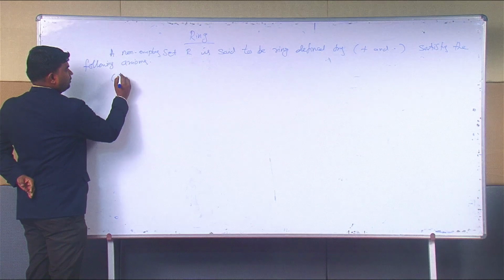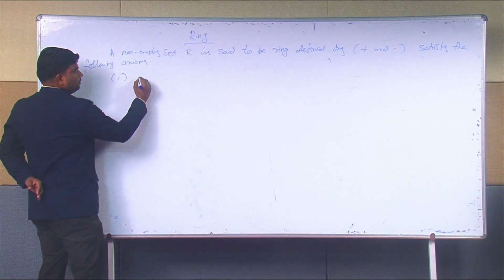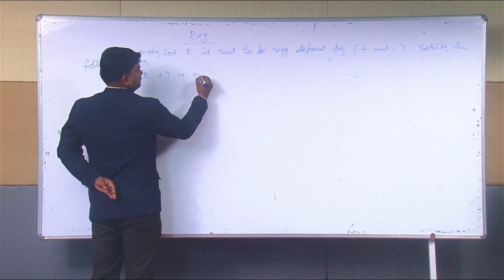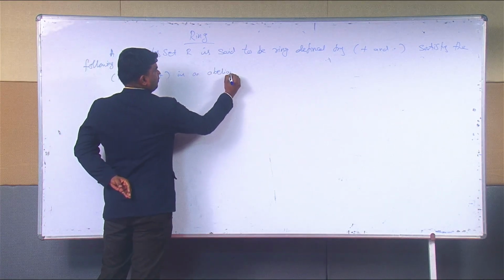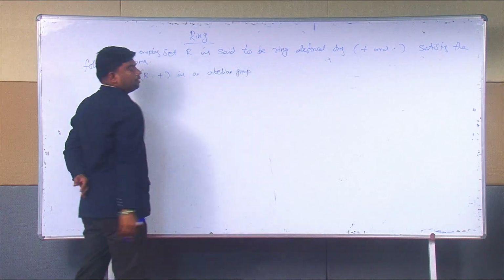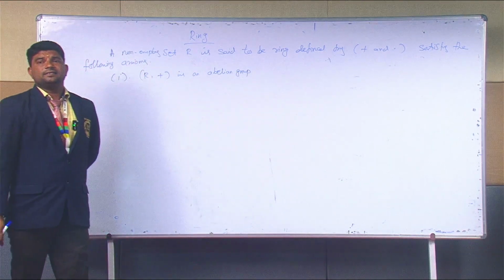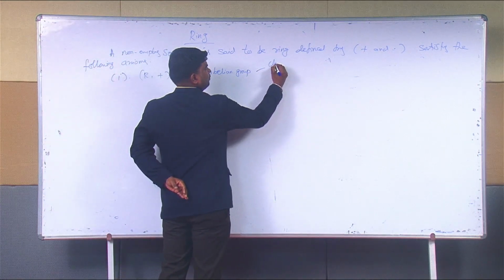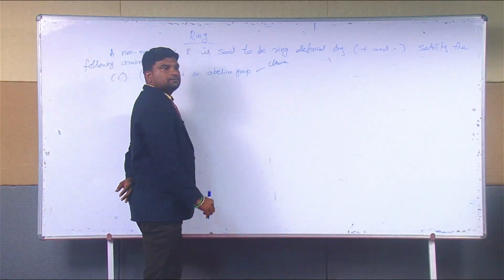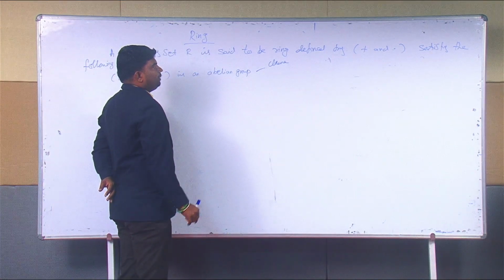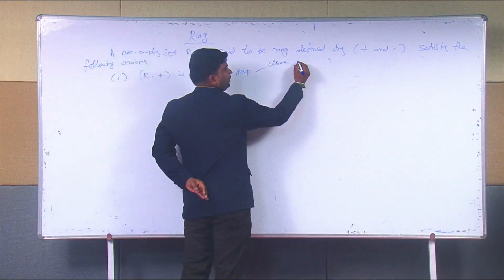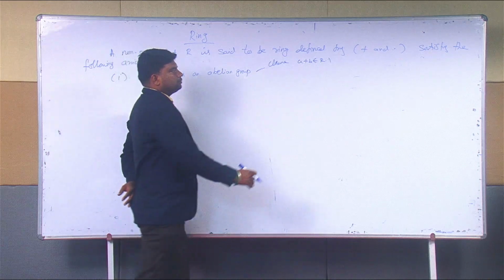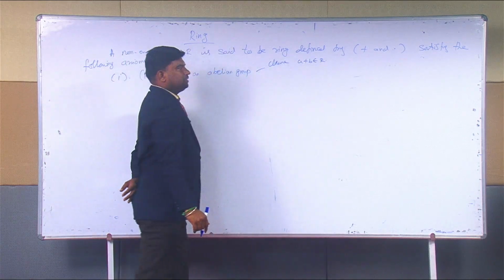So the first one: R comma plus is an abelian group. An abelian group contains 5 axioms. Closure means for any elements a, b belong to R, a plus b belongs to R, for every a, b belonging to R. So that is the closure axiom.